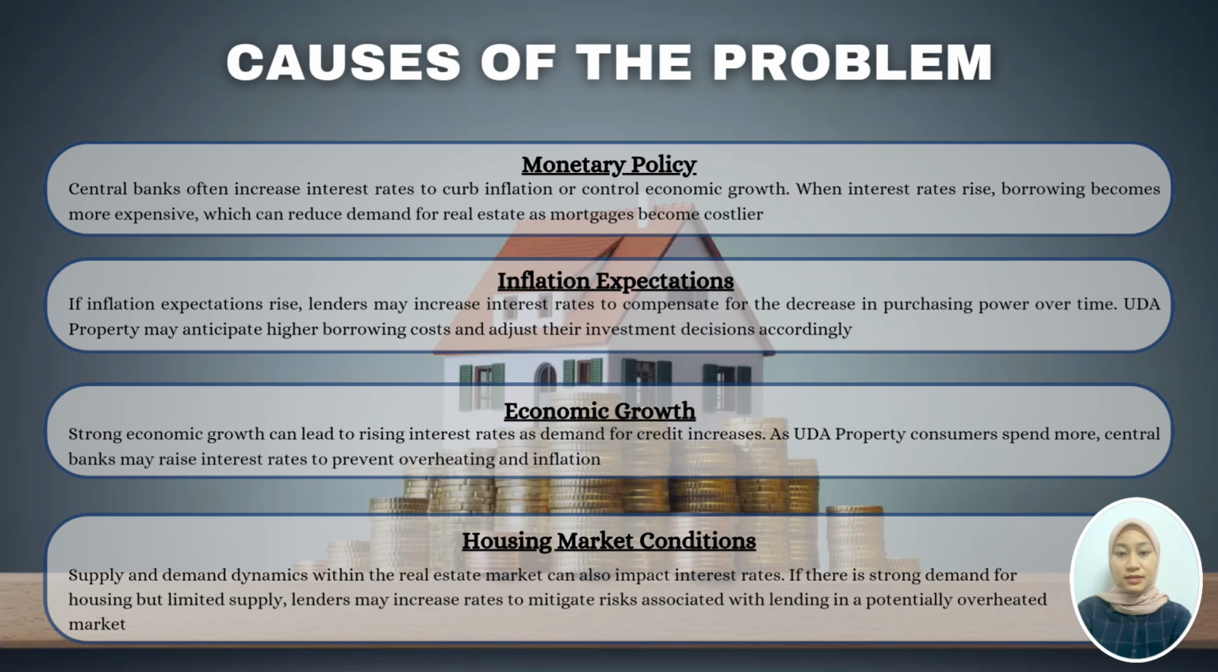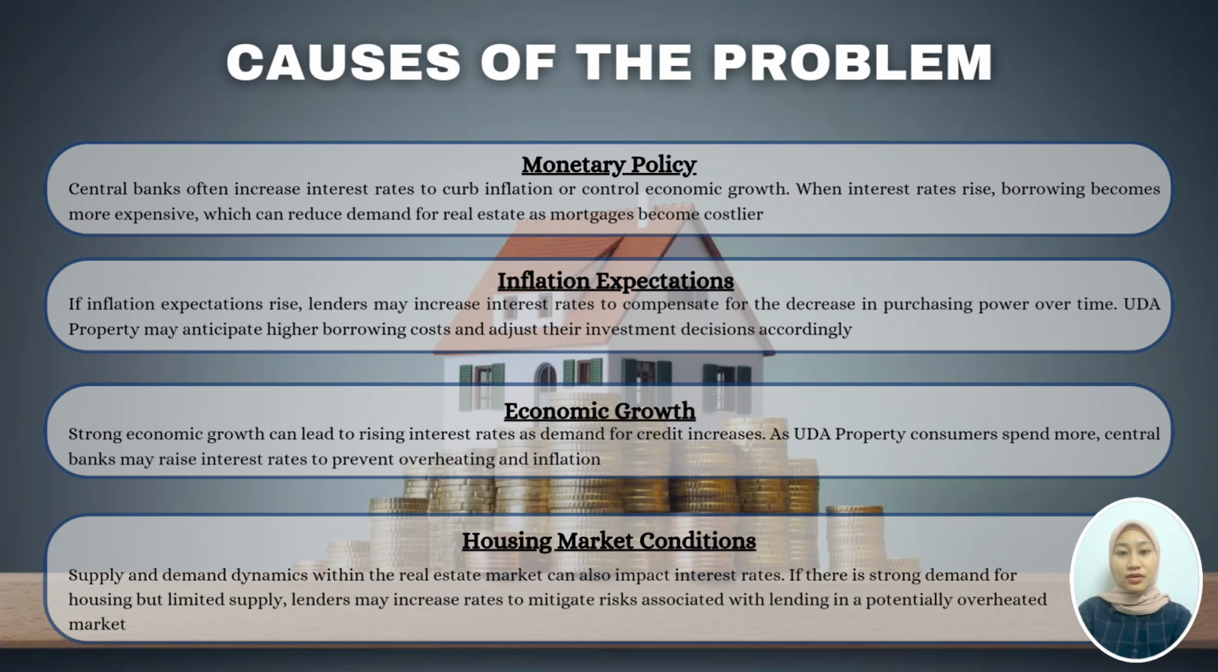The first one is monetary policy. Central banks often increase interest rates to curb inflation or control economic growth. When interest rates rise, borrowing becomes more expensive, which can reduce demand for real estate as mortgages become costly. The second one is inflation expectation. If inflation expectations rise, lenders may increase interest rates to compensate for the decrease in purchasing power over time. So UDA Property may anticipate higher borrowing costs and adjust their investment decisions accordingly.